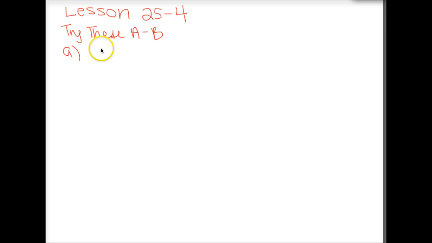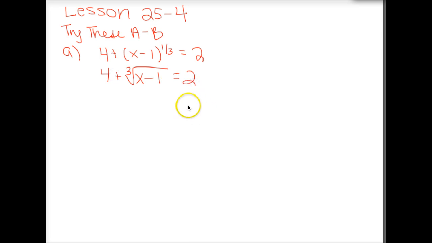So the equation is 4 plus (x minus 1) to the 1/3 power equals 2. All right, so first thing I want to do here is remember that the 1/3 power is the same thing as a cube root. So I'm just going to rewrite this into cube root of x minus 1. All right, so now step 1 is to get the radical by itself. So in this case, that means I need to subtract 4 on both sides. So cube root of x minus 1 equals -2.